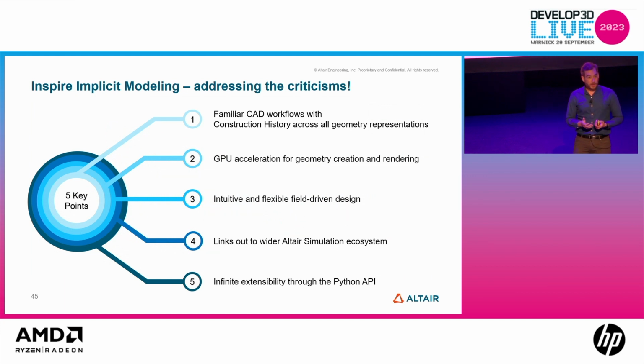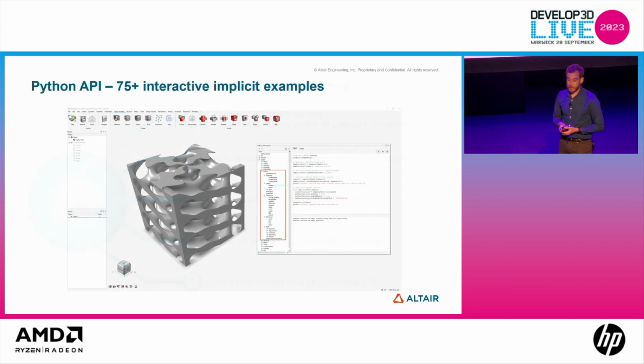So, if all of those things aren't enough, the next thing we wanted to do was make sure that people could extend the product. So with implicit modeling, you can do almost anything, but how can we allow people to extend the product to do exactly what they need? So Inspire has a very rich Python API, and we wanted to also expose implicit modeling to all of those Python commands as well. So what we've gone and done is, so far we've got 75 different implicit operations that have been wrapped in Python.